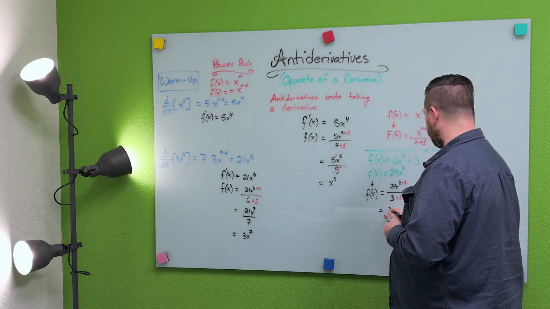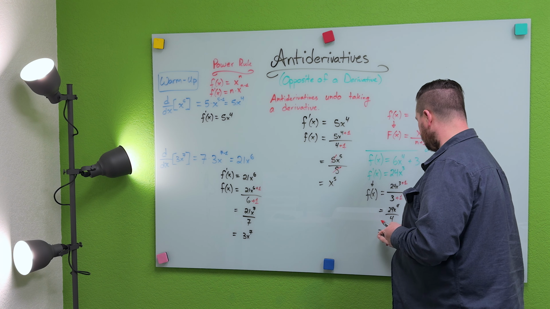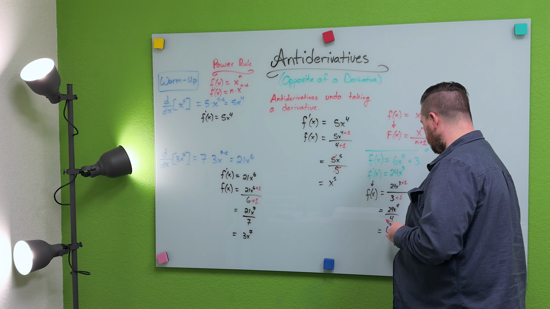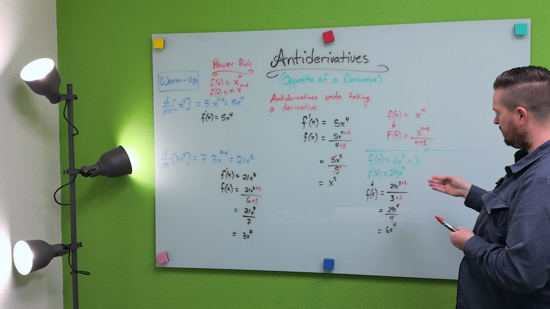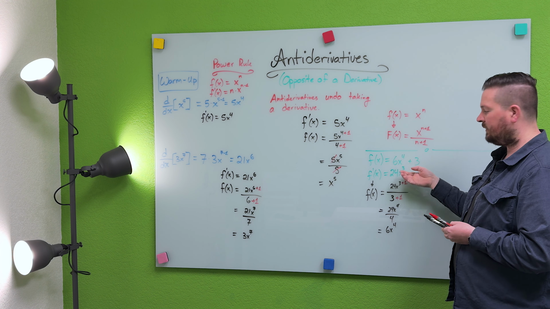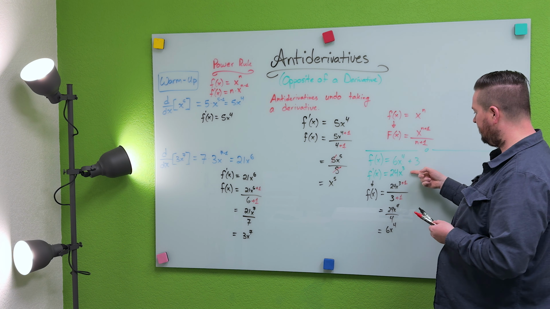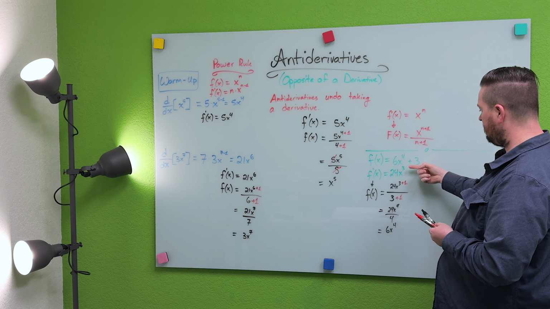I'll take small steps. This leaves us with 24x to the power 4 divided by 4. Now we end up with 24 divided by 4, which is 6, x to the power 4. But notice, this is only a piece of what we originally started with, which was 6x to the power 4 plus 3. So this constant number went to 0.